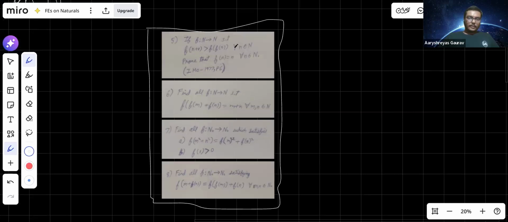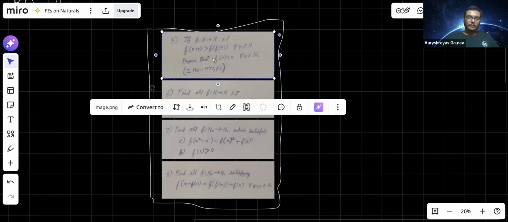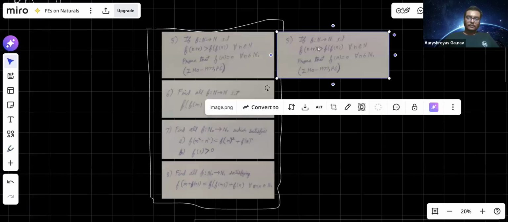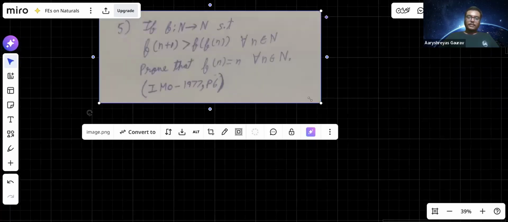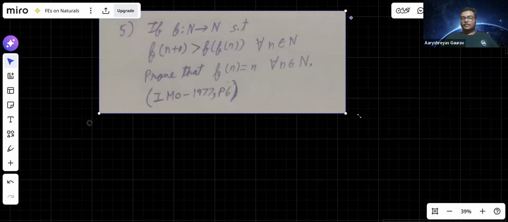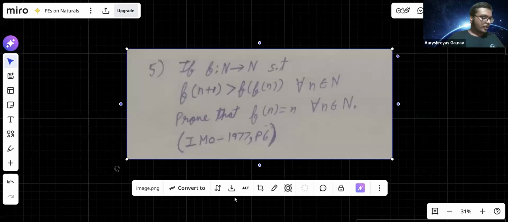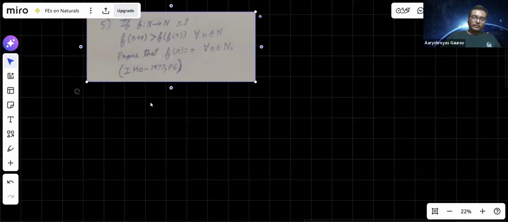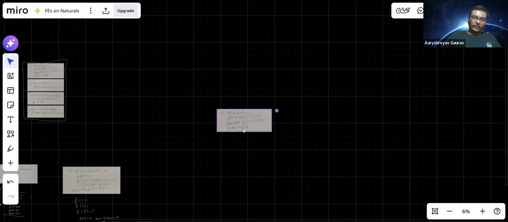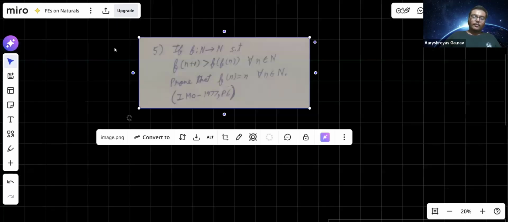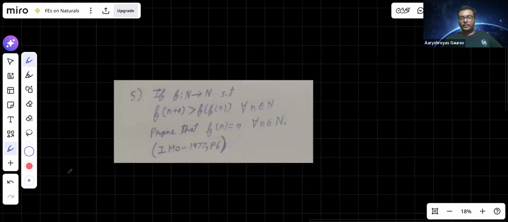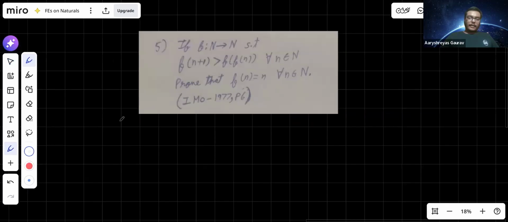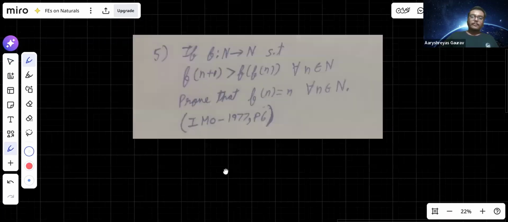Let's take this problem. So now we will be going to discuss IMO 1977 P6. And this is a really interesting problem because in here I'm going to tell you one interesting fact, which is obvious, but I will be using it to exploit and get my solution to the problem.